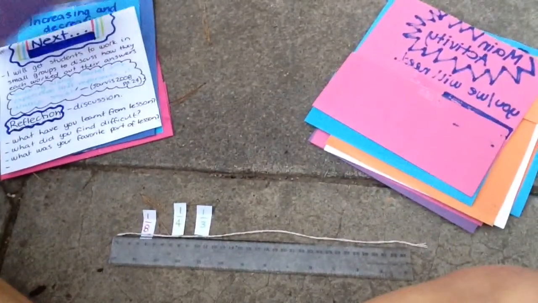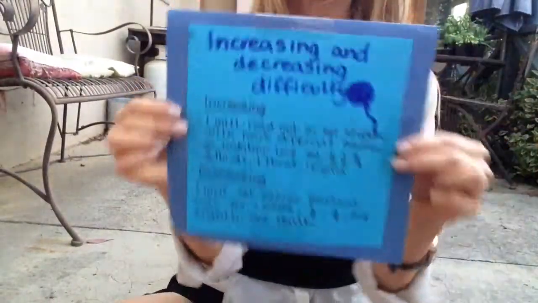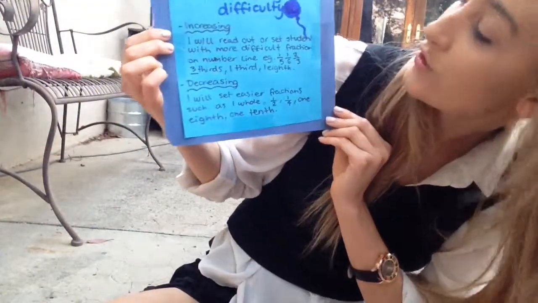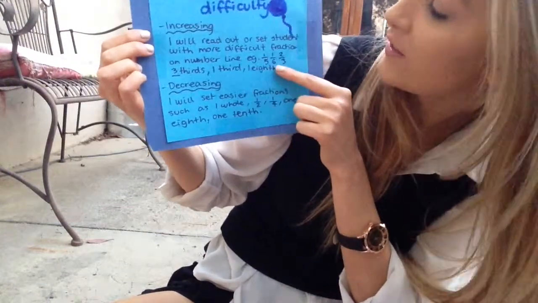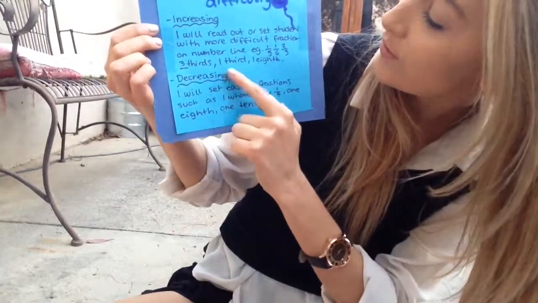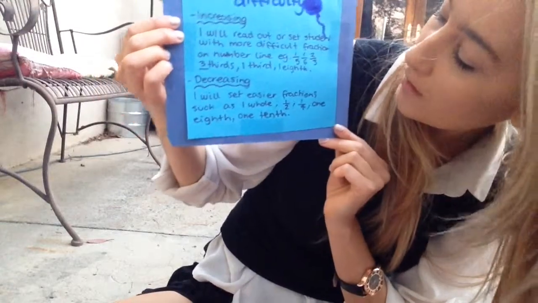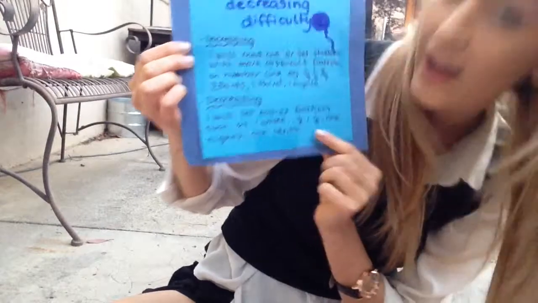If I want to increase or decrease difficulty in the activity, I will set a certain student more difficult fractions on the number line. For example, 1/5, 1/6, 2 thirds, 3 thirds, 1 third, and even 1/8. And if I want to decrease the difficulty, I will set easier fractions such as 1 whole, half, quarter, 1/8, and 1/10.